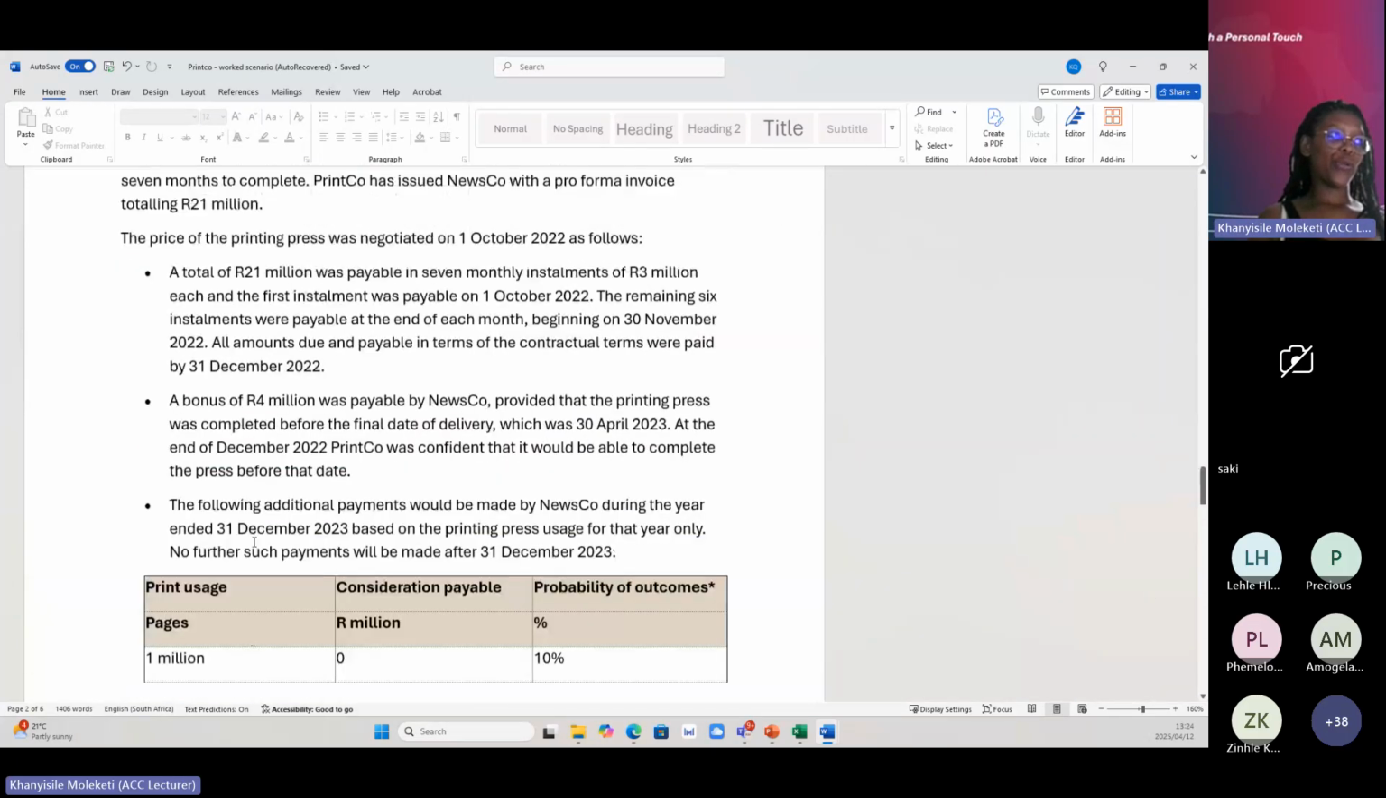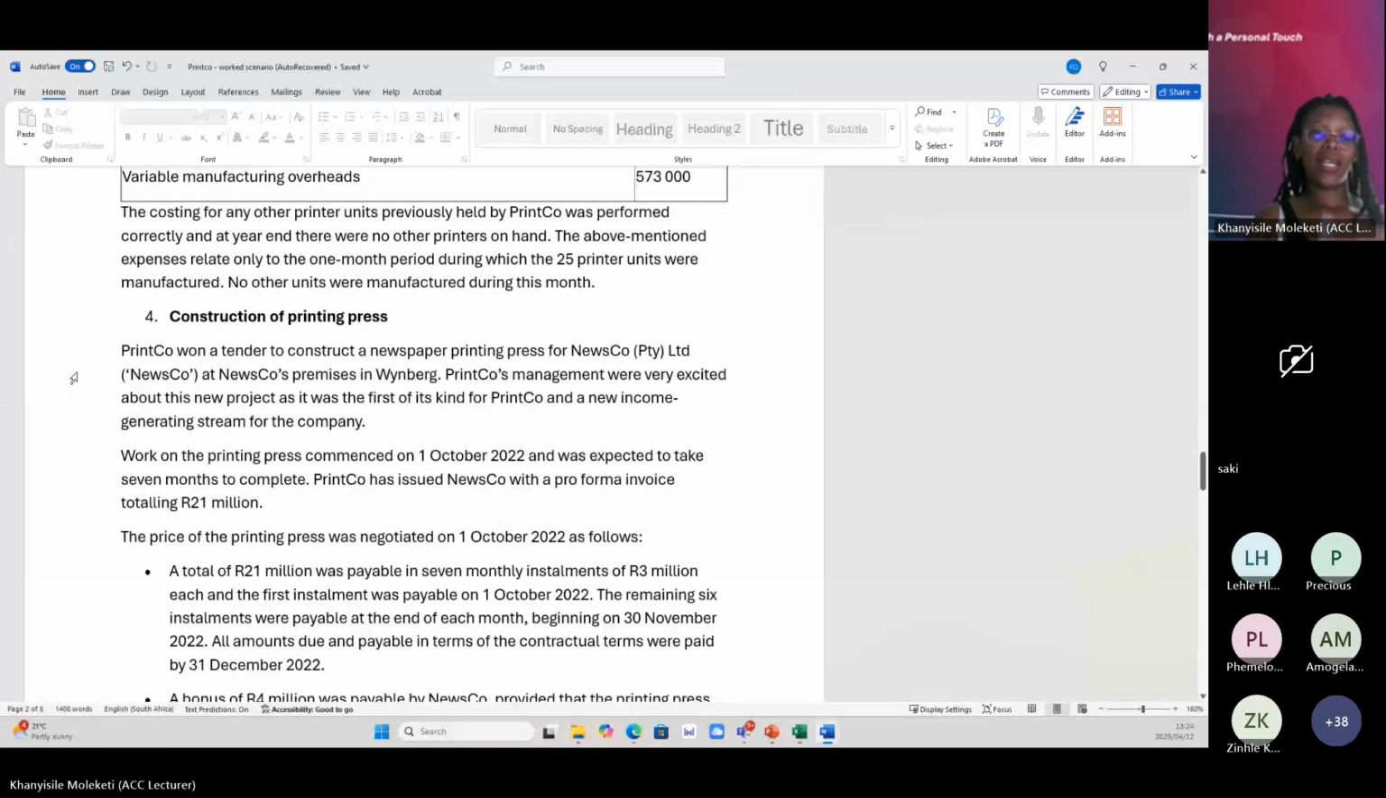So the thing with NewsCo is over here, and the actual detail is that PrintCo's got a tender. They're going to construct this printing press for NewsCo at their premises. Okay, this should be ringing bells. We're going to construct something on someone's premises.